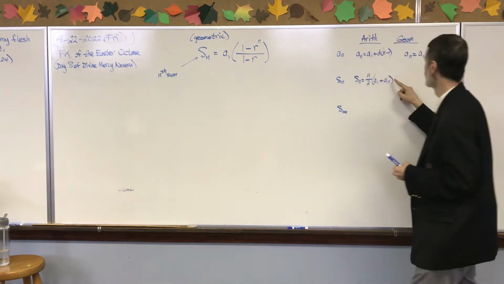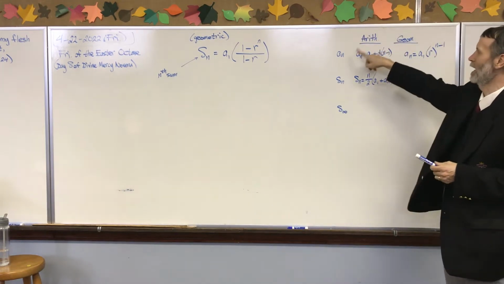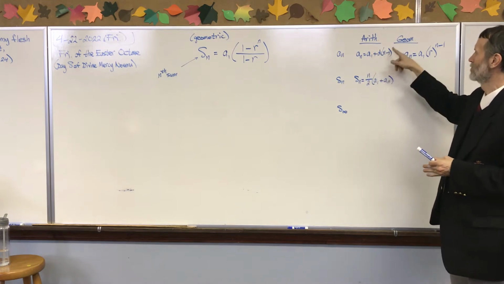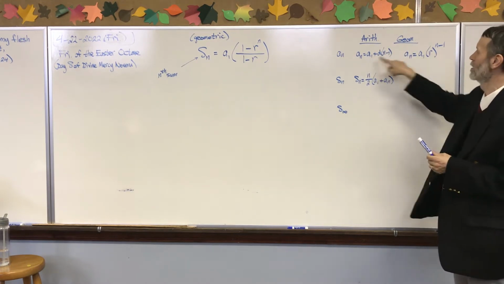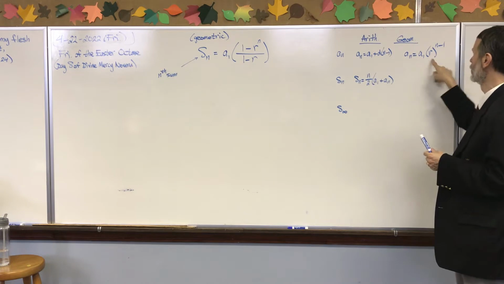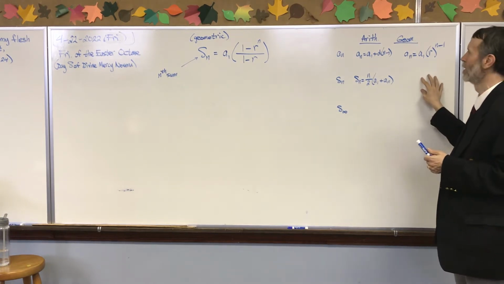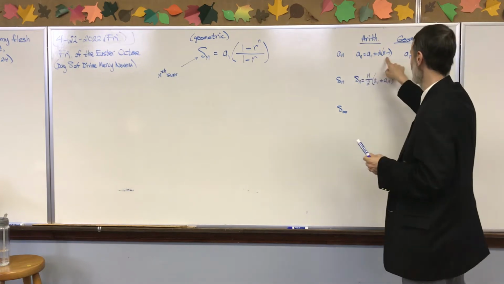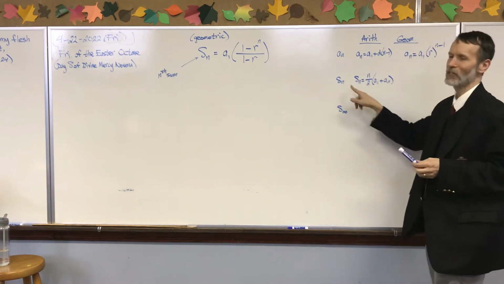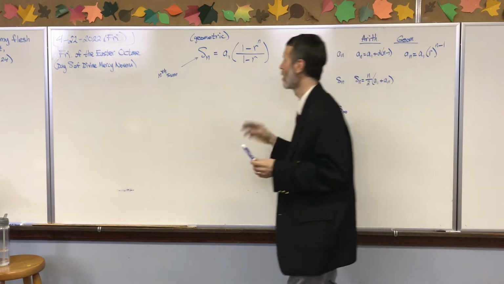The n minus 1 shows up in the formulas for the arithmetic, well, in the formulas for the terms. You'll notice there's no n minus 1 here. There won't be an n minus 1 here also. The nth term has n minus 1. The nth sum does not, for each one.